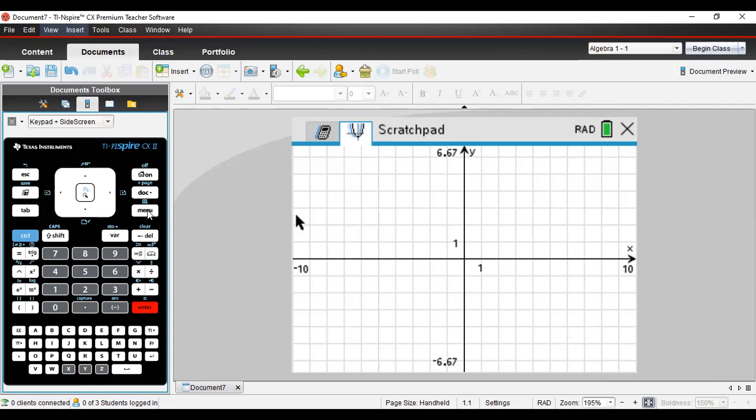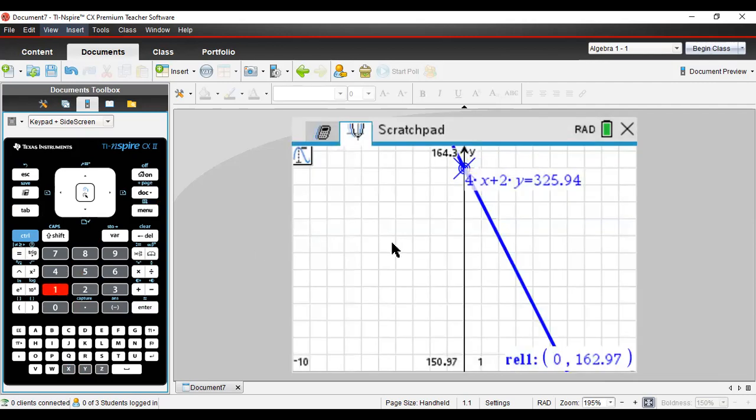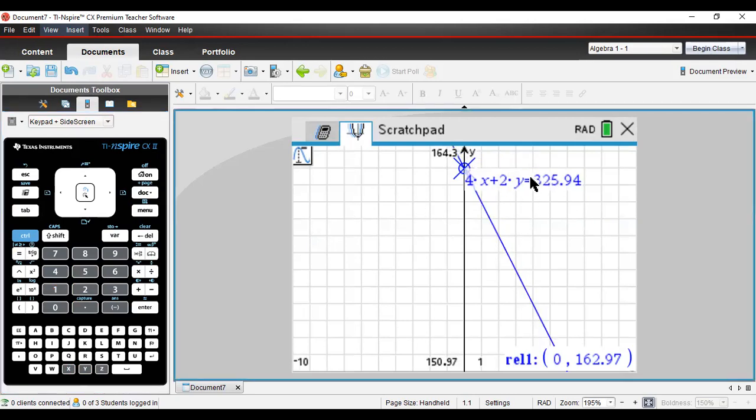You should do menu 51. So menu 51, and there is the y-intercept. It's way up here. Okay, now, so let's move this over. Well, I'm trying to. Let's move this over a little bit.